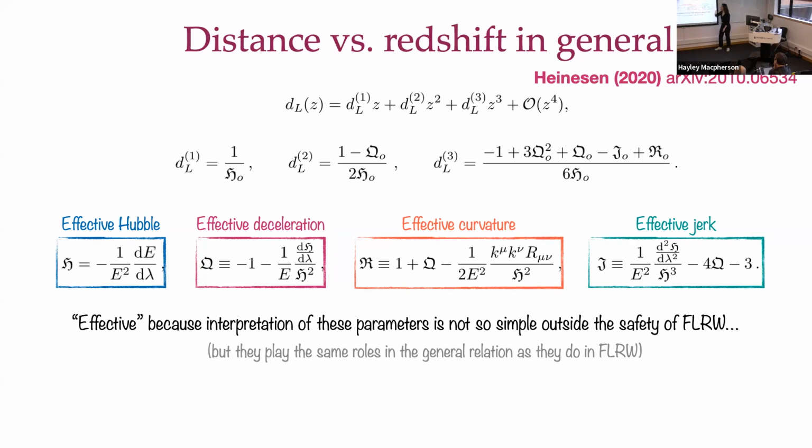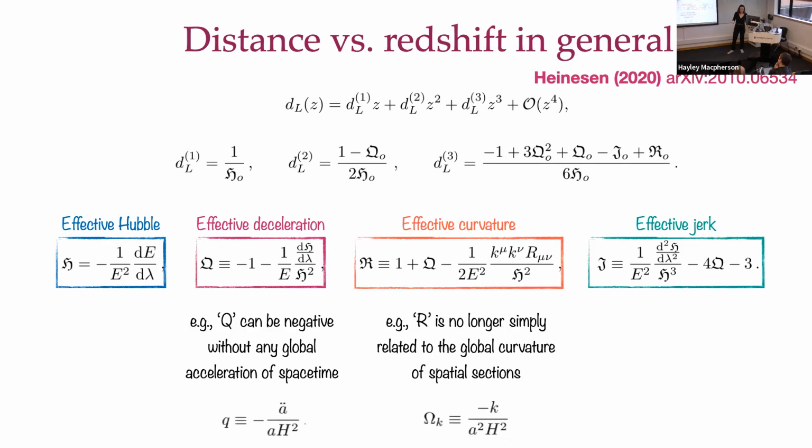But the physical interpretation of these parameters is not so simple once you leave the safety of the FLRW metric. For example, if we look at the effective deceleration parameter and go back to the FLRW case, we have this very simple relation between our deceleration parameter q and the actual acceleration of length scales in our spacetime. But if we now look at this effective deceleration parameter, which we'll be clearer on in a couple of slides' time, this connection is not so clear, and in fact, this q can actually be negative.